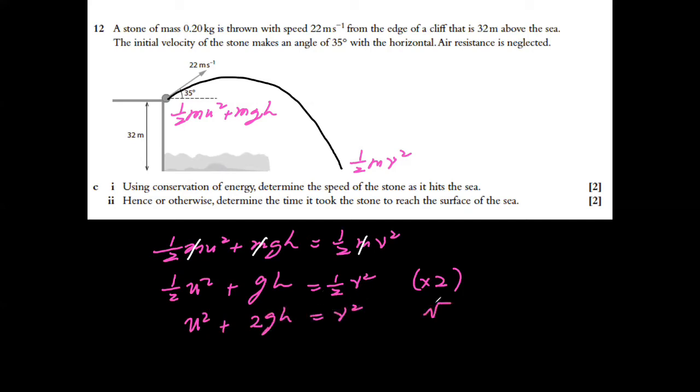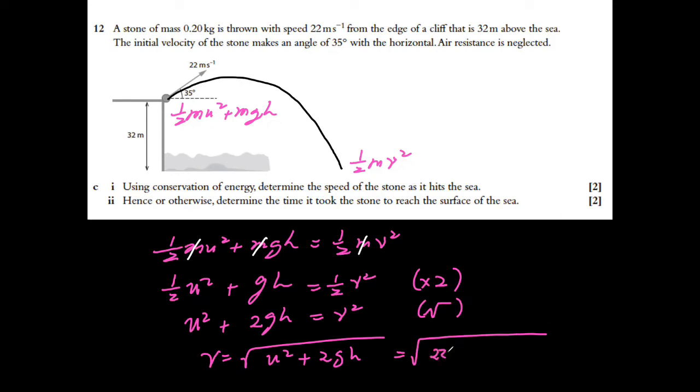We apply square root to both sides and plug in the values. Initial velocity is 22 squared plus 2 times 9.81 times the height, which is 32 meters. That gives us 33.3 meters per second.